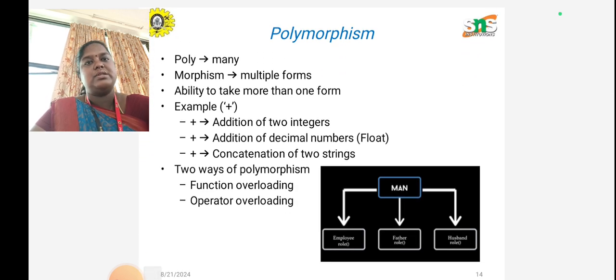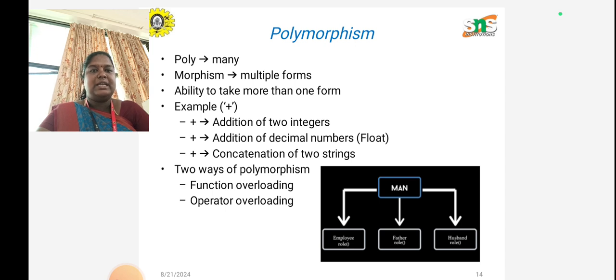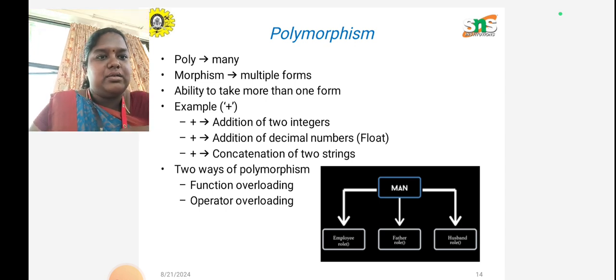And then polymorphism: poly means many, morphism means forms, the ability to take more than one form. Example: plus, addition of two integers, addition of decimal numbers, for example float, concatenation of two strings. Two ways of polymorphism are function overloading and operator overloading. Here a man is the main person. The man acts in an employee role, a father role, and also a husband role. It is polymorphism.